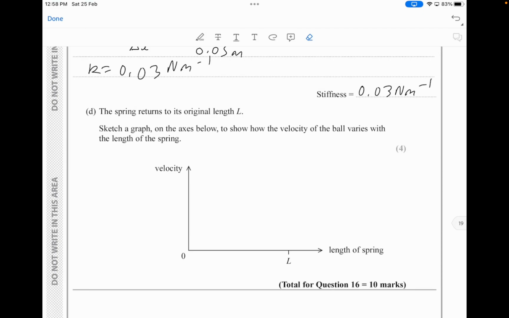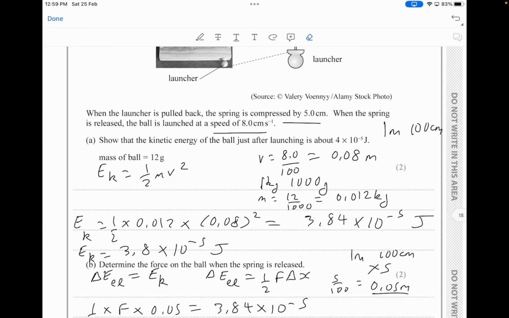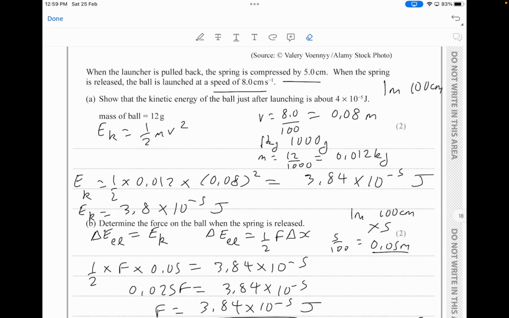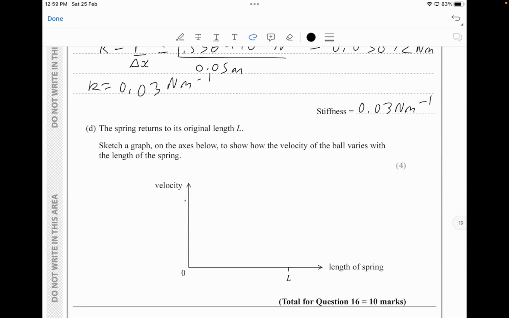Okay, so this question is: the spring returns to its original length. Sketch a graph on the axis below to show how the velocity of the ball varies with the length of the spring. We know that the velocity of the ball, if you scroll up, is about 8 centimeters per second. So it's going to be 8 somewhere around here, and we're going to draw a curve upwards, all the way touching L and the dotted line.